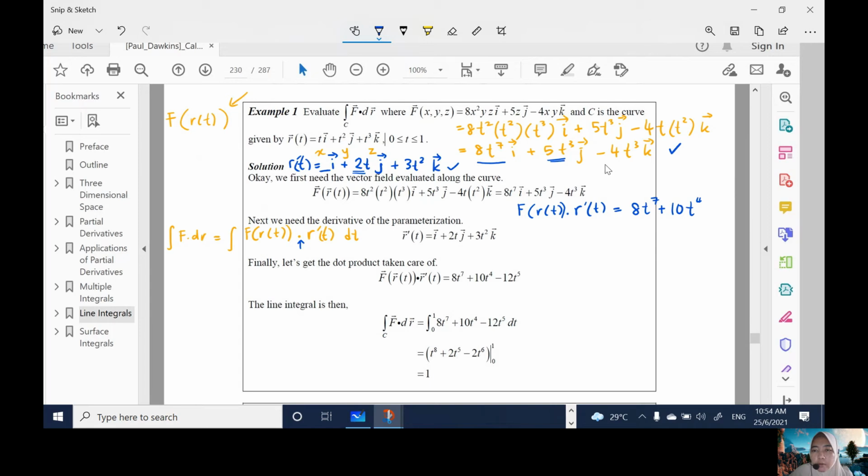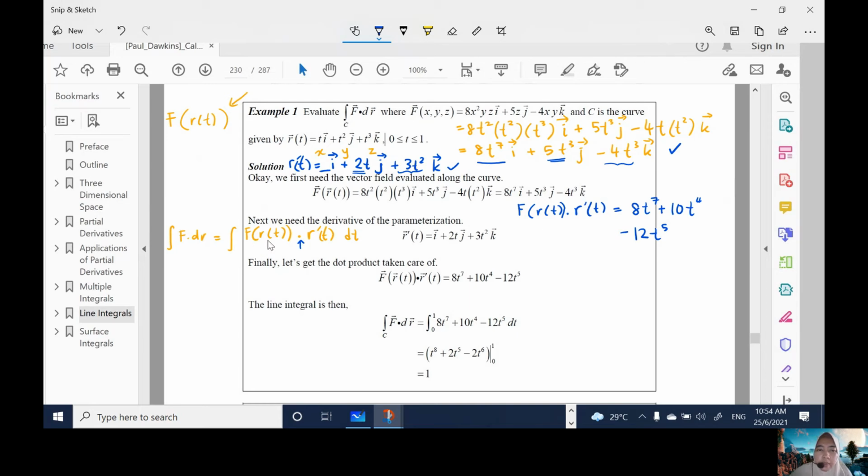Okay, next one. We have this negative 4t to the power 3, so then we are supposed to multiply with this one. Negative 4 times 3, we have negative 12. t to the power 2 times t to the power 3, we have t to the power 5. As you can see here, the power of t is different, so there is nothing that we can combine. This is the simplest form already.